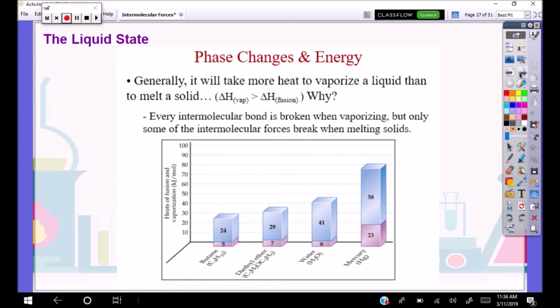Generally, a liquid is harder to vaporize or boil than a solid is to melt. If you think about that, there are still relatively strong intermolecular forces between the liquid particles. So we only have to disrupt some of the intermolecular forces in the solid to turn it to a liquid, whereas for turning something to a gas, we have to disrupt all of the intermolecular forces across the water molecules.